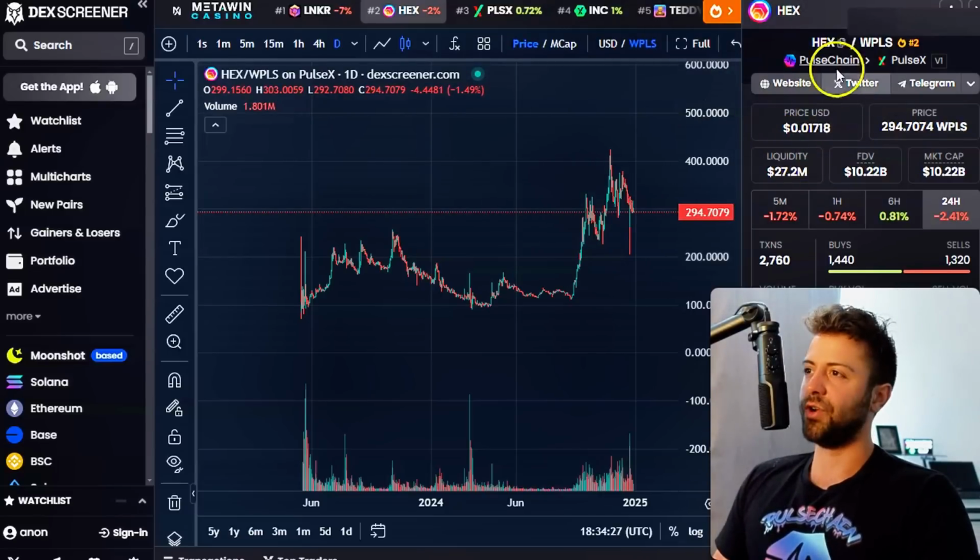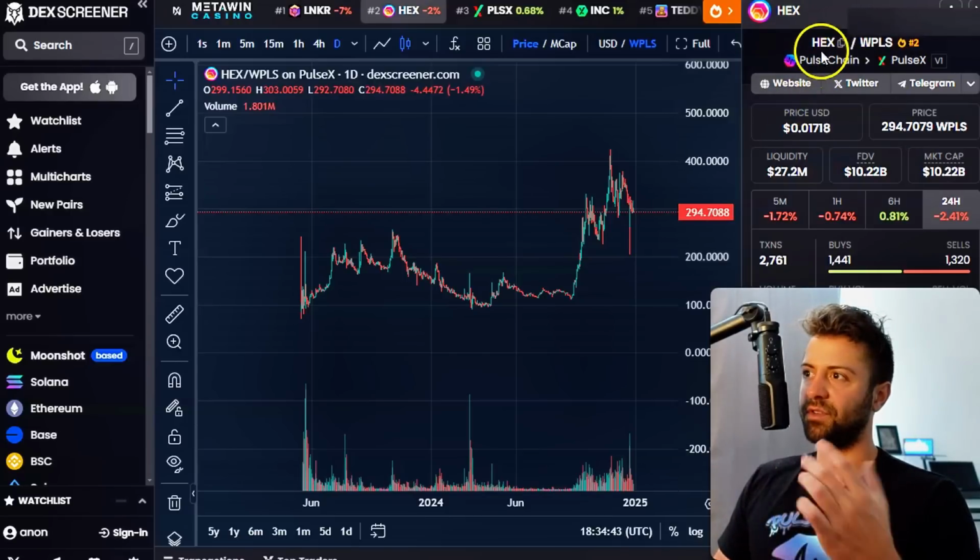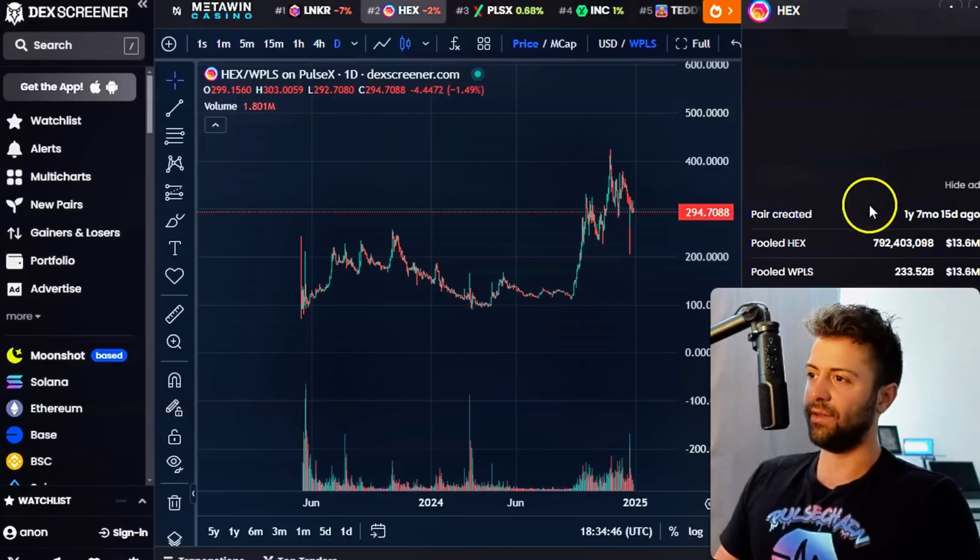And realize that when you're trading on something like the HEX Pulse pair, the only two coins in this liquidity pool are HEX and Pulse. All these dollar values are derived from the actual PLS price after the fact. Right? But at the end of the day, a liquidity pool is just two coins paired to each other, 50% HEX, 50% Pulse. We could even prove that down here. Look, 792 million HEX for sale, 233 billion Pulse on the other side of this pair.